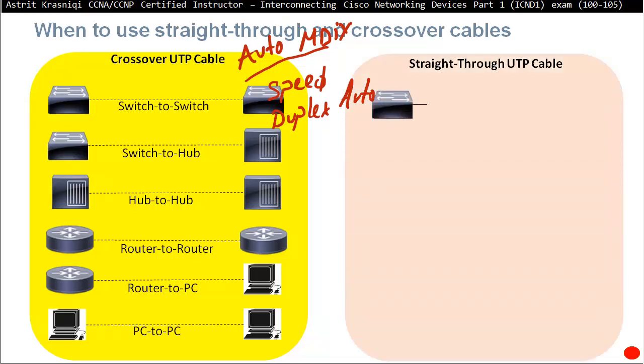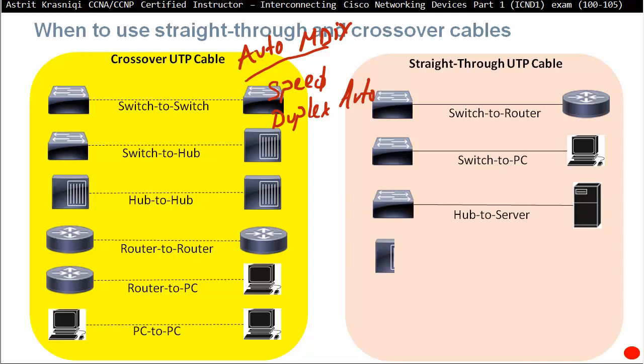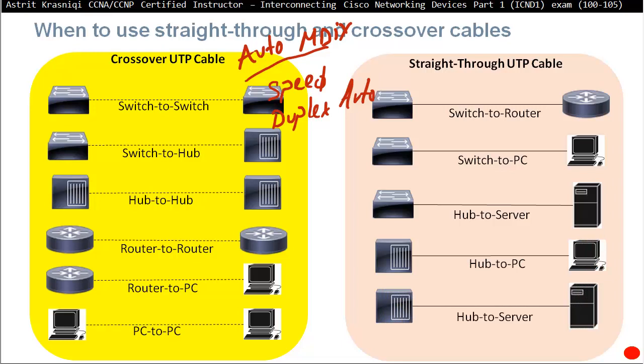If we have a straight through cable, straight through unshielded twisted pair, this is most common. We can have a switch to router, that's going to have a straight through cable. Switch to PC, a straight through cable. Switch to servers, yep, straight through cable. Hub is the same as the switch. So if we connect to the PC or to the server or to the router in that case, we will still have a straight through cable.